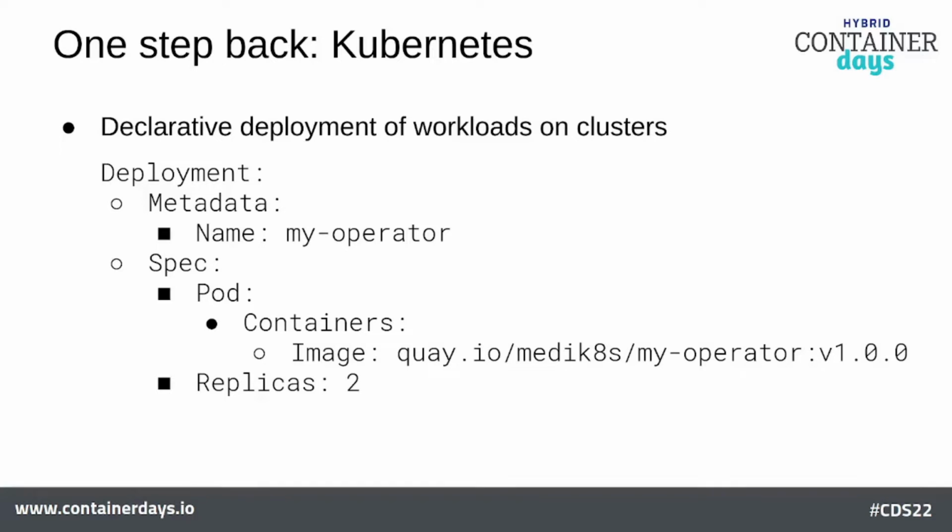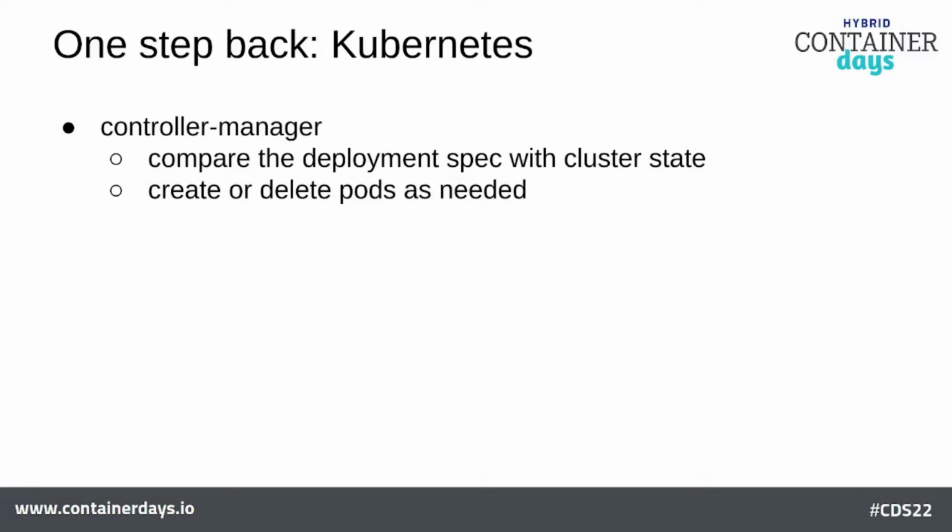So, what happens when you create this deployment? I already mentioned the API server, but there are more core Kubernetes components running in the cluster. One of them is the controller manager. The controller manager is watching for deployment resources and compares the spec part of the deployment with the current state in the cluster. When it, for example, sees that the spec declares 2 replicas of a pod, but none is running yet, it will create 2 new pod resources.